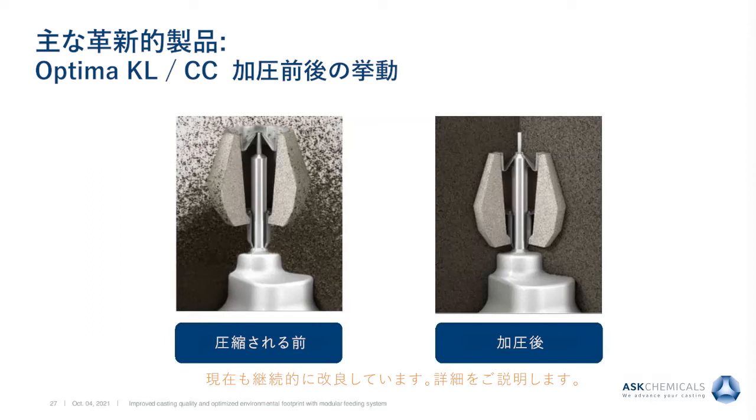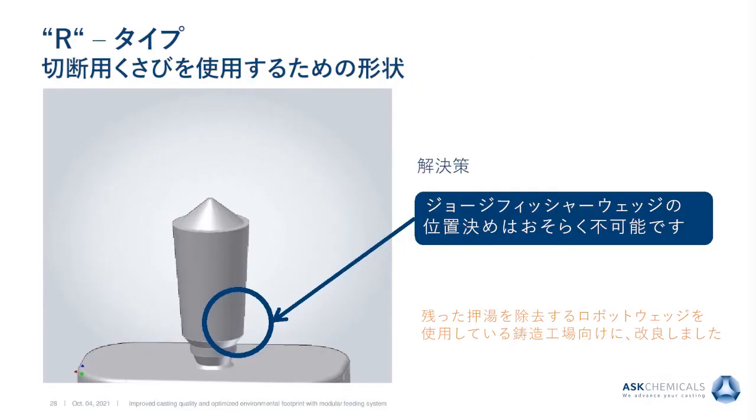So now you see again the position of the OPTIMA risers before and after compaction. And with this riser, we did not stop the developments. We have also improved these risers step by step to respond to the needs of our customers in the foundries. So the first approach was to have this riser also available for foundries who are using hydraulic wedges to remove the residual risers.